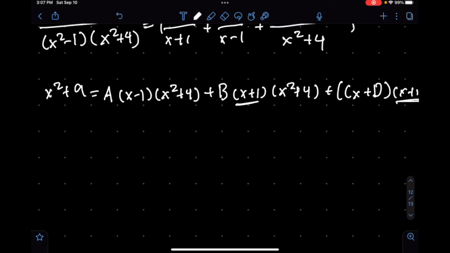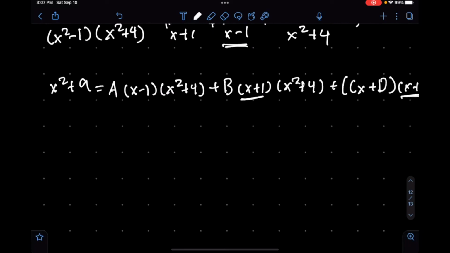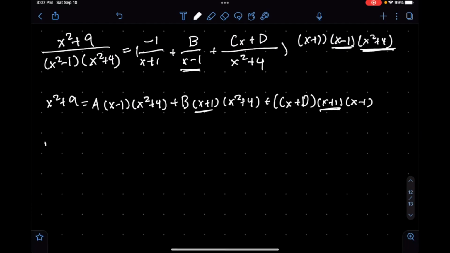What about this second term, the x minus 1 term? Let's assume x is equal to 1, because then 1 minus 1 is 0. Then we get 1 squared plus 9 is equal to, the a term goes away, then we get b times 1 plus 1 plus 1 squared plus 4.